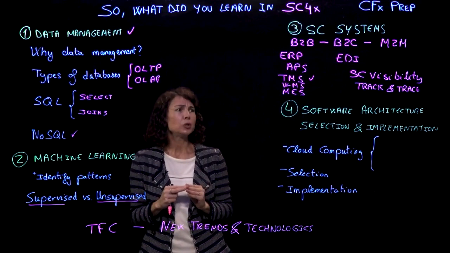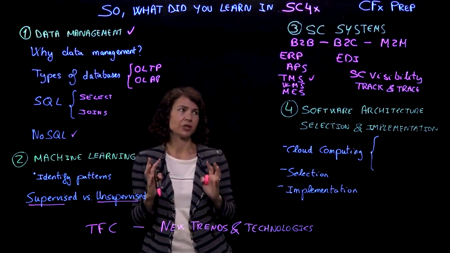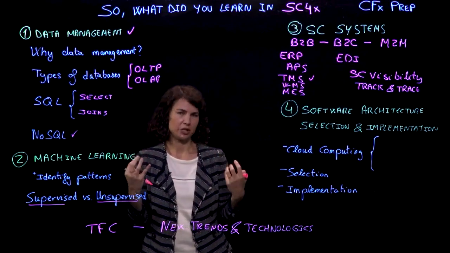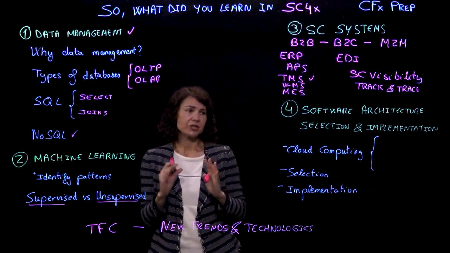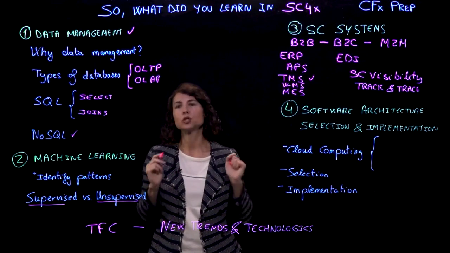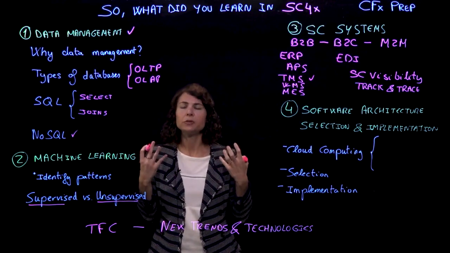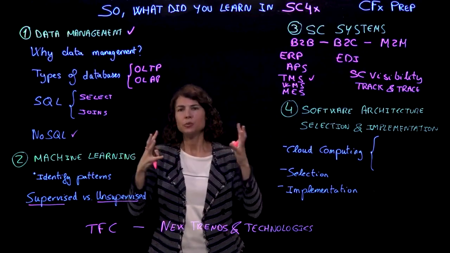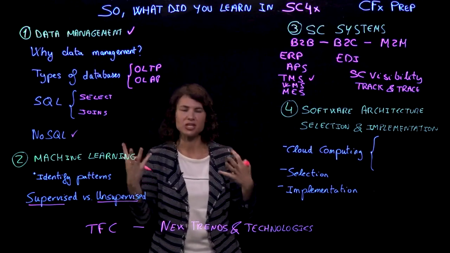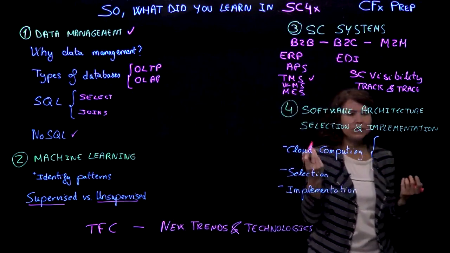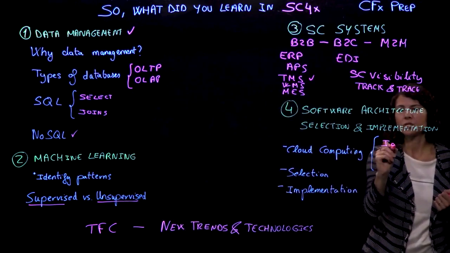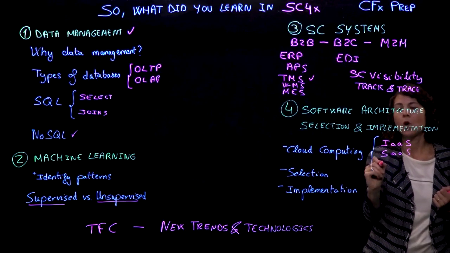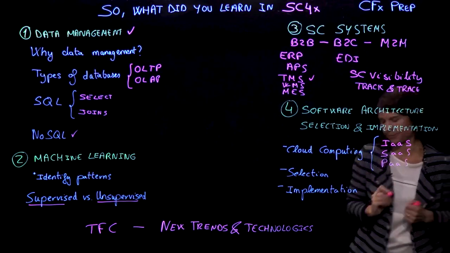Then we move to software architecture and the selection and implementation. In software architecture, we introduce cloud computing. Cloud computing is a shared pool of resources, a shared pool of software, services, infrastructures. So in cloud computing, we have infrastructure as a service, software as a service, or platform as a service.